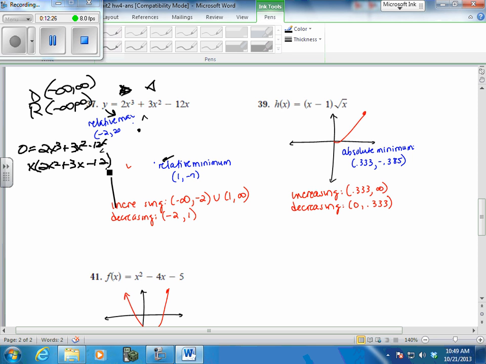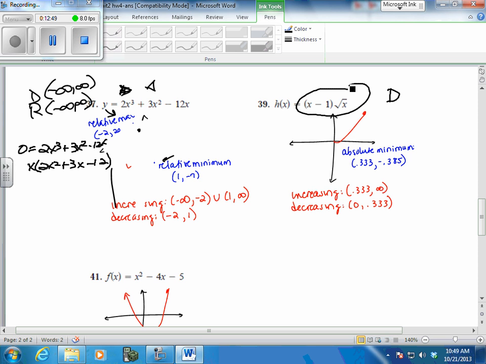I just did the basic increasing, decreasing. What's the domain for this guy? What's my domain? How do I find my domain? Aaron, how do I find my domain? Just looking at this equation, without looking at the graph. You have the equation in front of you. What part gives you problems?